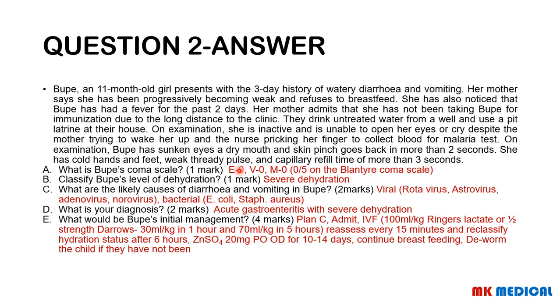Now, the causes are most likely infectious in nature in this child because they're drinking untreated water and they're using a pit latrine. So it's most likely viral because she missed her immunizations. That's very important, especially the rotavirus vaccine. So rotavirus is one of the causes. You have also other viruses like adenovirus and even norovirus, as well as some bacterial causes like E. coli, Staph aureus. Remember, these are causing watery diarrhea.